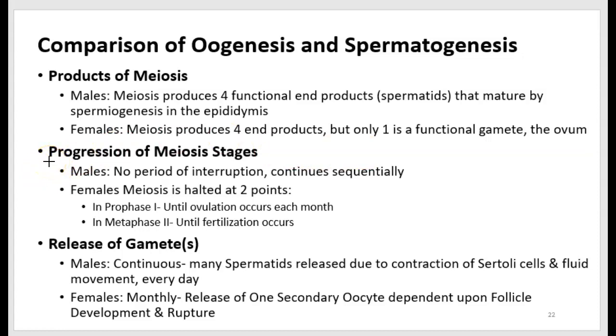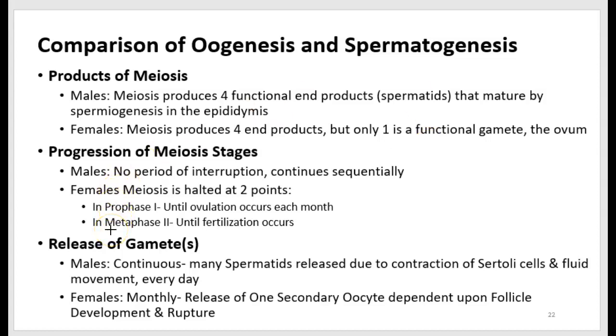Concerning the progression of the stages of meiosis, in males there's no period of interruption at all. Each stage continues sequentially, one after the other. In females, meiosis is halted at two points. First, in prophase I, and that happens from the point of embryonic development all the way up until puberty, okay?